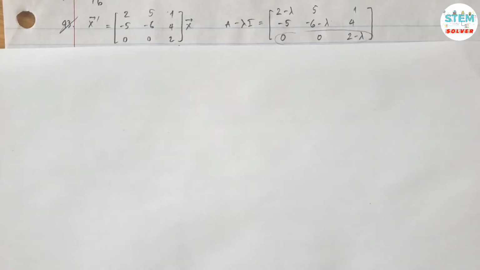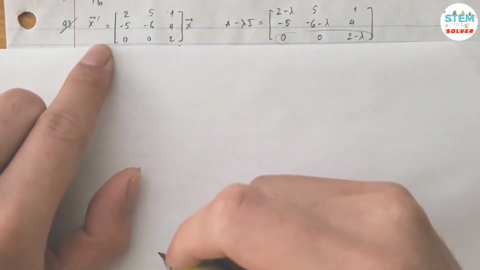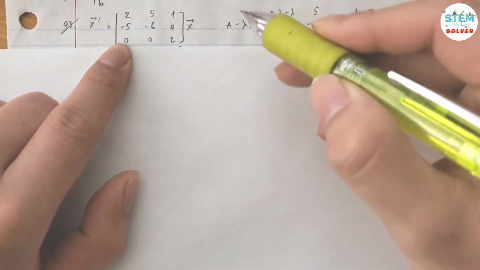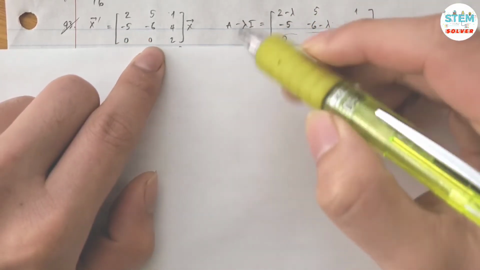Find the general solution of the given system. So here is the system in terms of vector x prime. First, you need to find A minus lambda I. So what is A? Let's call this matrix A and then subtract it with lambda I.